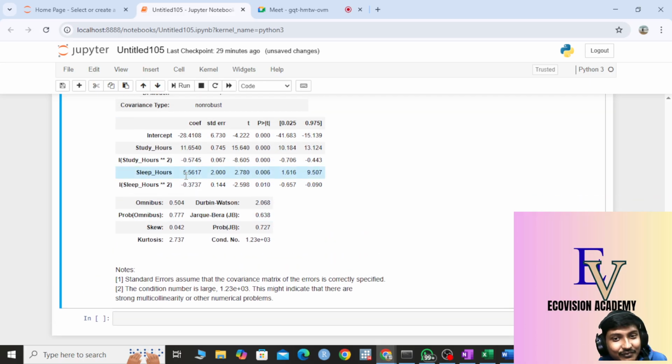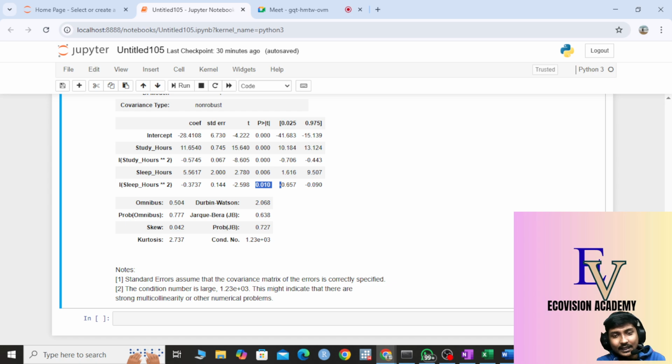Now if sleep hours increases, then my score increases. But if sleep hours increases for more, if the variable is squared, then what will happen? It will decrease, my score will decrease. And all the coefficients are significant or insignificant? Significant. All the scores are significant.